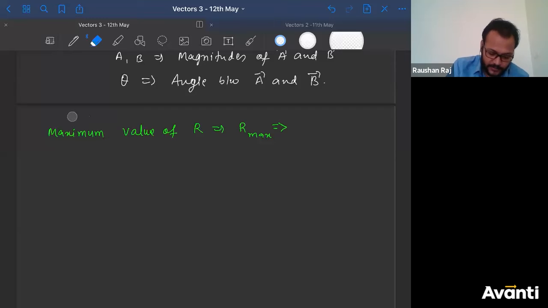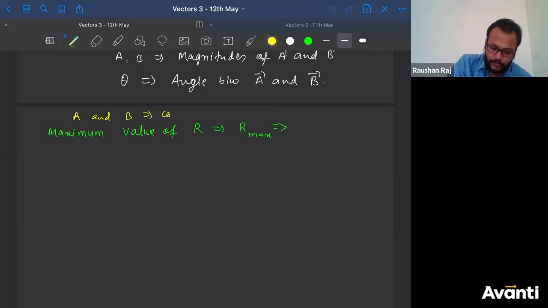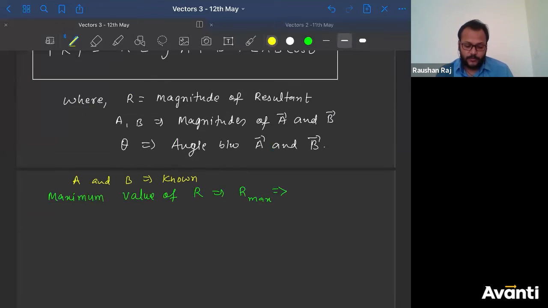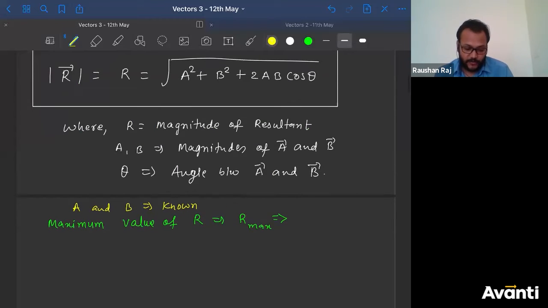That means A and B are known to you, okay? That means the magnitude is known to you. You cannot change the value of magnitude, you cannot change the value of A. So what will be the maximum value of R if you know this is vector A, this is vector B, or the magnitude of A, magnitude of B? How should I change the direction of A and B so that the addition of A and B will give us the maximum value of R, right?